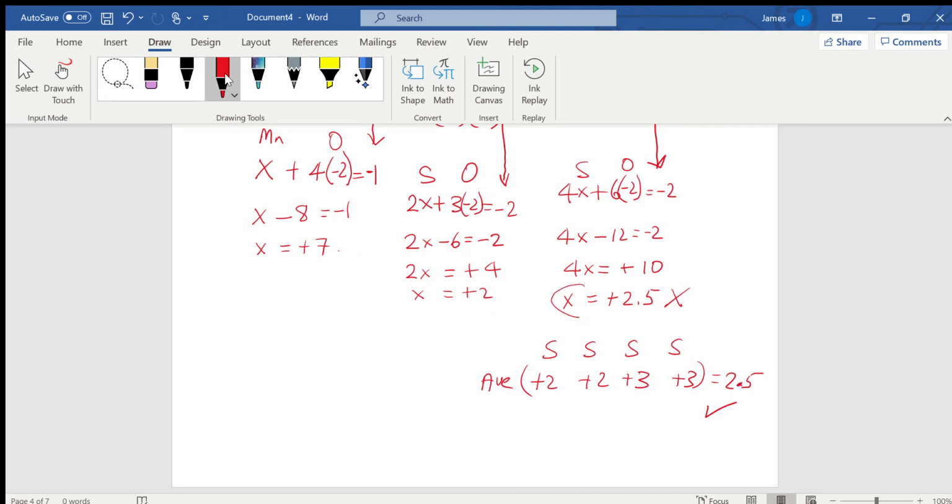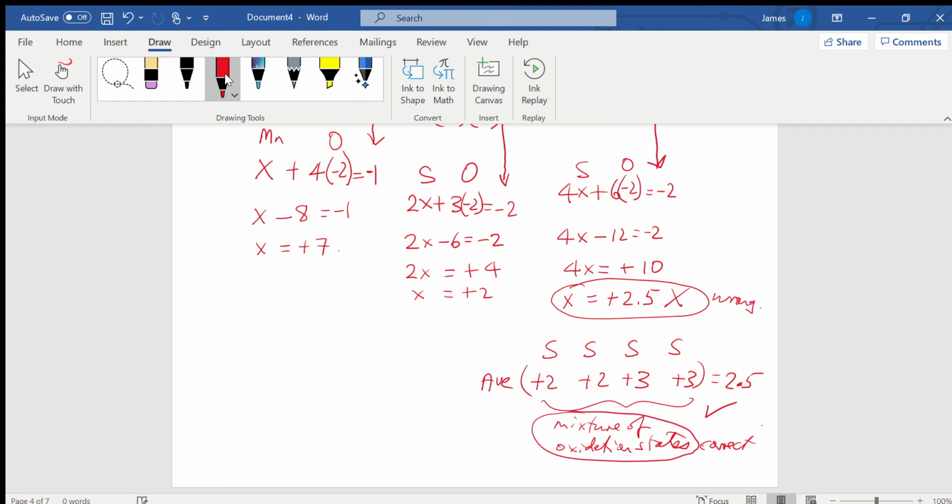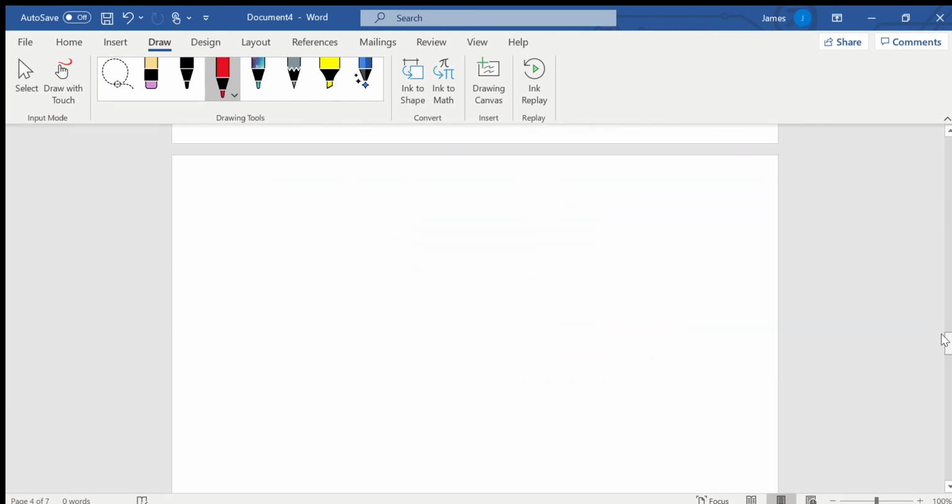So again, we can't say that x is a fraction. That would be wrong. It's just a mixture of oxidation states. That would be correct. Okay, so that was an unintended little surprise. Okay, so we've seen that. Let's move on before this video gets too long.